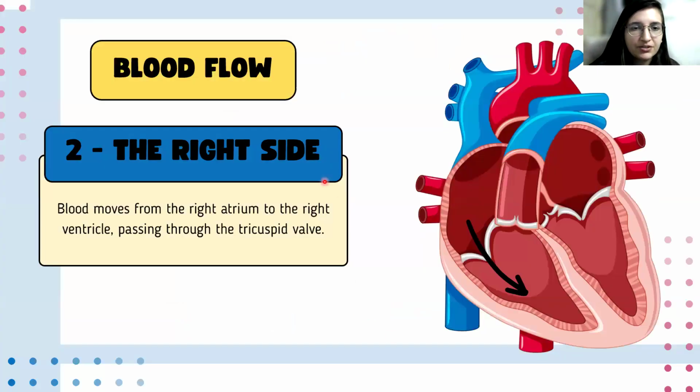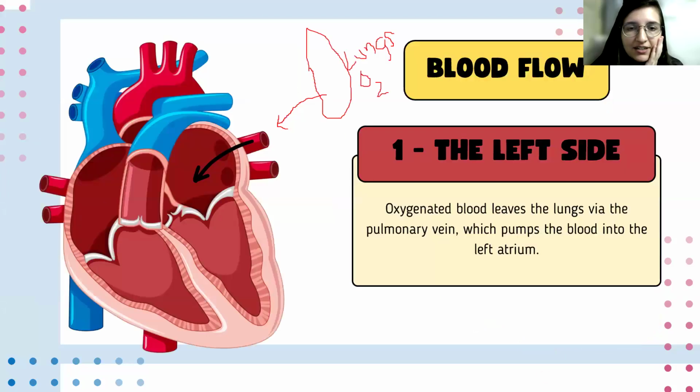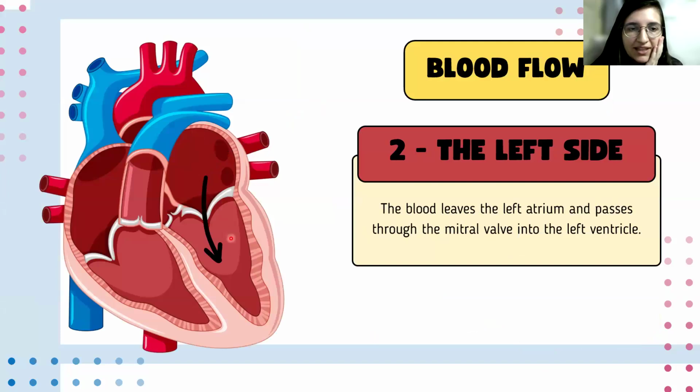And remember the right side. The right side is the one that's responsible for the deoxygenated blood. Deoxygenated blood means that the blood coming on this side has run out of oxygen. It doesn't have oxygen. And the left side of the heart is the one that's responsible for oxygenated blood. It makes sure that the blood has oxygen and that the oxygenated blood is sent to the rest of the body through the aorta.